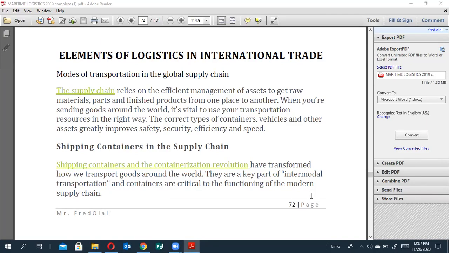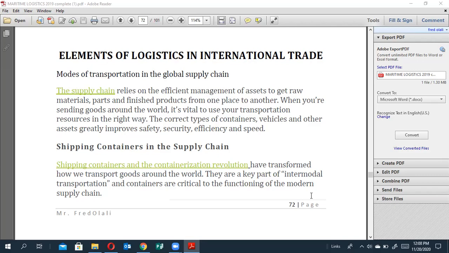So we are told that supply chain relies on efficient management of assets to get the raw materials, parts, and the finished products from one place to another. That is, when you are sending goods around the world, it is always vital to use your transportation resources the right way. So the correct types of containers, vehicles, and other assets greatly improve safety, security, and efficiency. Also, the speed. Now, shipping containers in the supply chain.